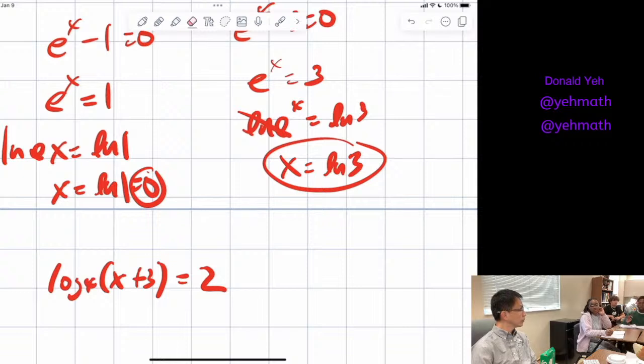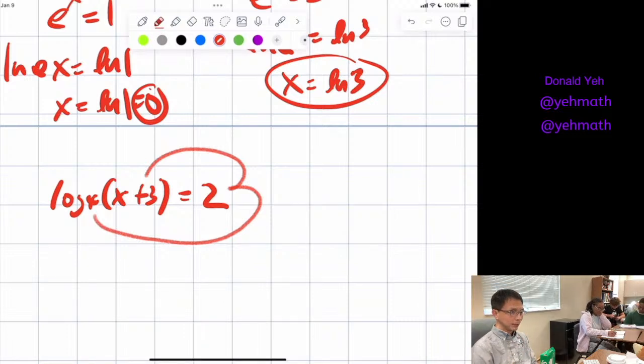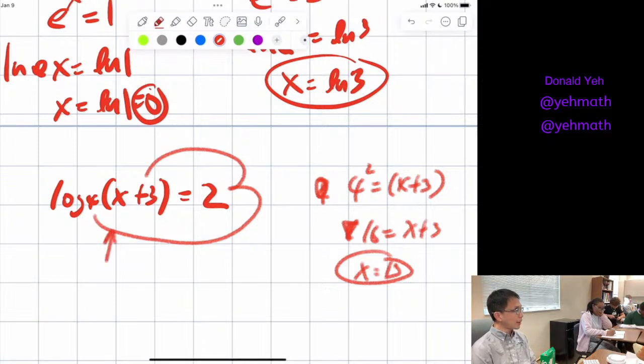What does the 2 power equal to? x plus 3? Yep. Draw a heart. This is a very popular ACT question. Draw a heart. Because it's in logarithm form, I can always convert to exponential form. 4 to the second power equal to x plus 3. And that's 16 equal to x plus 3, and x equal to 13. And that's it. If you plug in 13, what'll happen? 13 plus 3 is 16. Log base 4 of 16 is equal to 2.